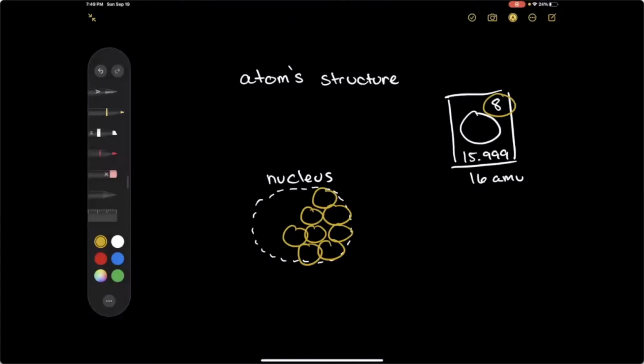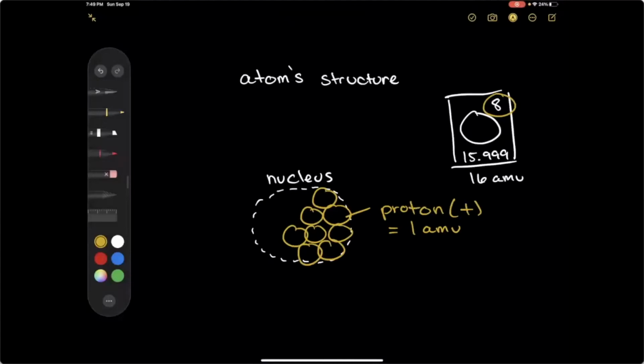There are a couple of things that I want you guys to know about protons. Protons are positively charged, so they have a positive charge. And they have a mass of 1 AMU.